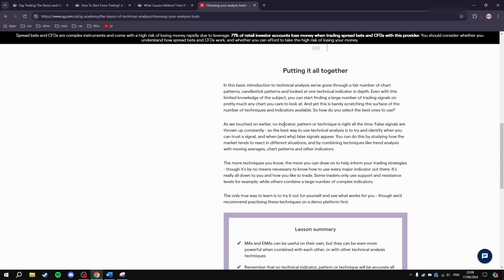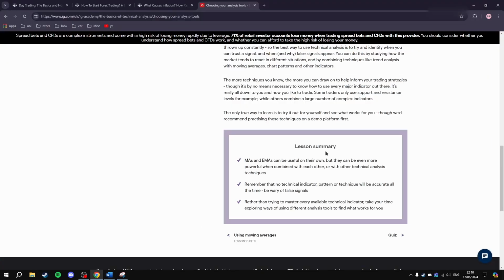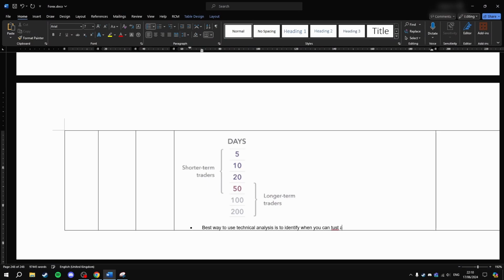As we've touched on earlier, no indicator, pattern, or technique is right all the time. False signals are thrown up constantly, so the best way to use technical analysis is to try to identify when you can trust a signal and when and why false signals appear.